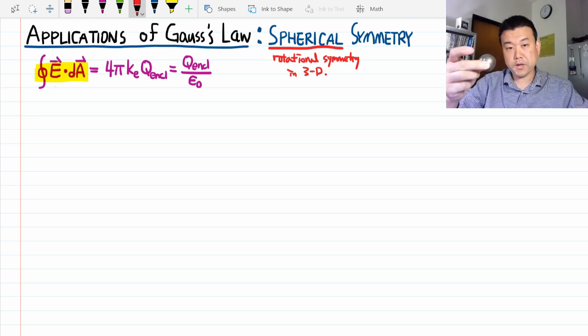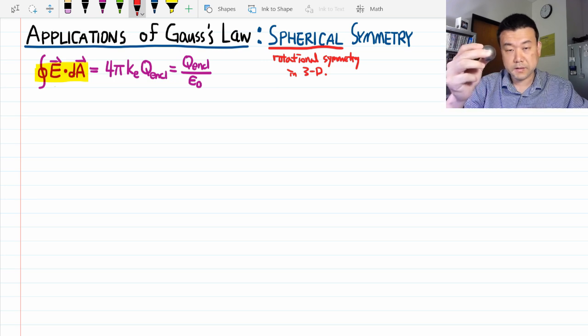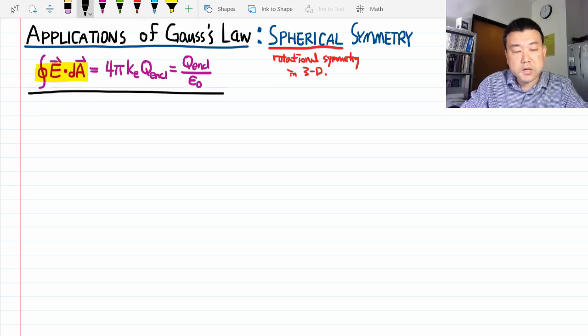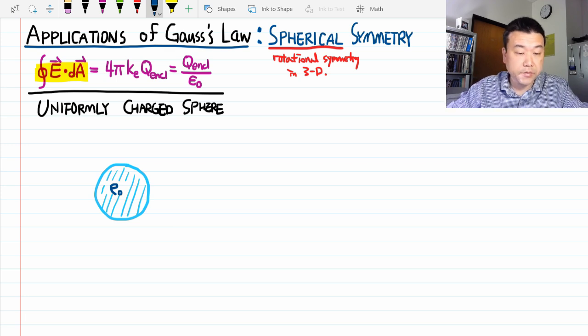This symmetry, when you have it, gives us a very strong argument for simplifying the expressions involving Gauss's law. So let's get started. Let me use the simplest possible example of a uniformly charged sphere. Suppose I have a sphere of charge and it carries a uniform charge density rho naught, a constant. So this is spherically symmetric.